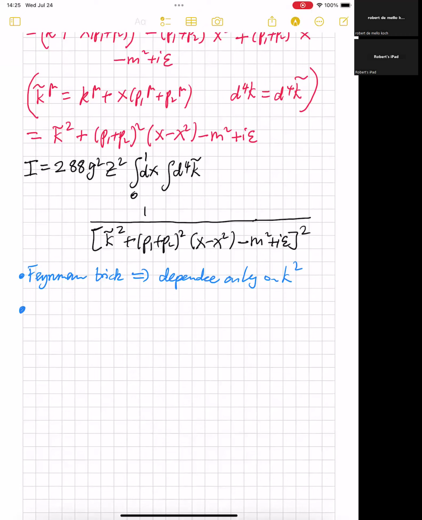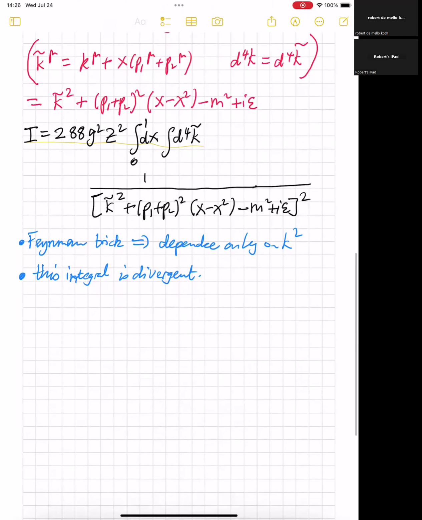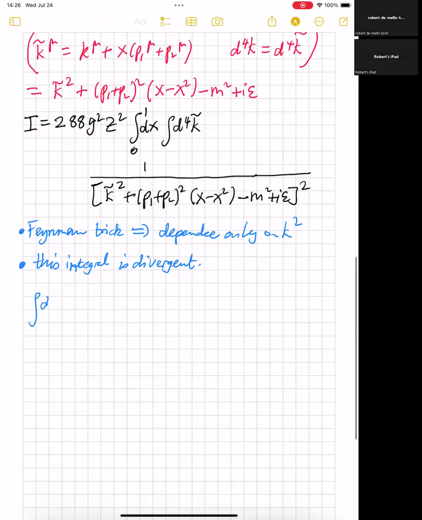The second comment I wanted to make, and this is where you really start to see something typical of quantum field theory, is that this integral is divergent. So we now start to see some of the divergences that start to appear in quantum field theory. And to see that this integral is divergent, I want to study an integral of this form. So let's study an integral d4 k tilde, and then we'll have 1 over k tilde squared plus delta squared.